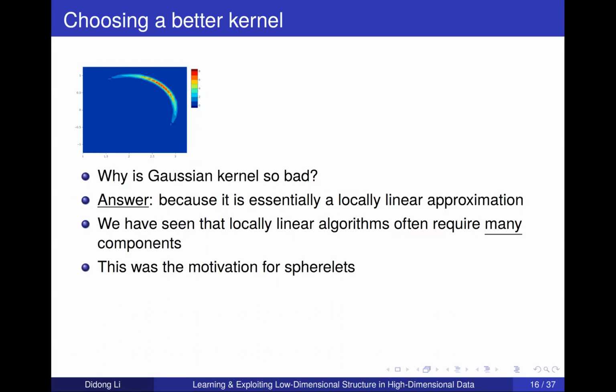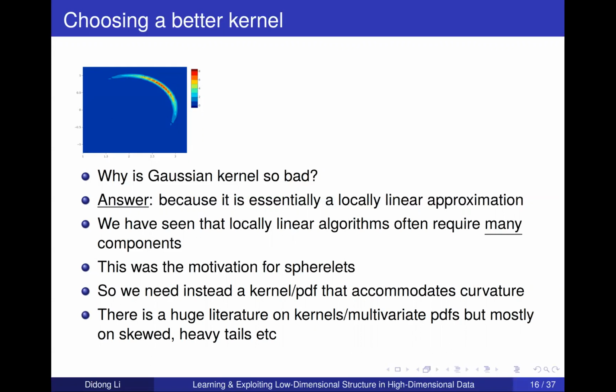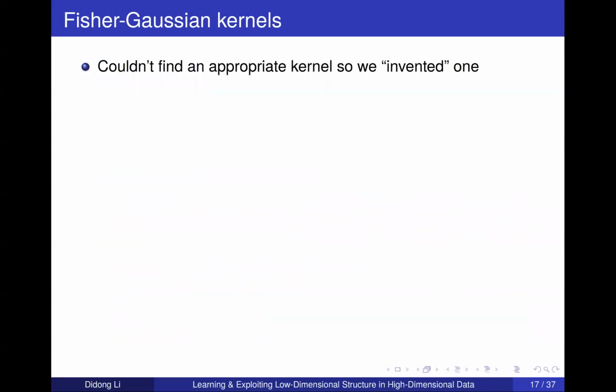We have seen that we can approximate the manifold better by a bunch of spheres than hyperplanes. So in terms of density estimation, it's reasonable to believe that if we can find some curved kernel, the mixture of that kernel will be better than the mixture of Gaussian kernels, because spherelets have better approximation power. So we need a new kernel or probability distribution that accommodates non-zero curvature. There is some existing literature on defining new multivariate kernels, but mostly people focus on skewness or heavy-tail properties. There is little literature on defining kernels with non-zero curvature. So we need to invent an appropriate kernel here.